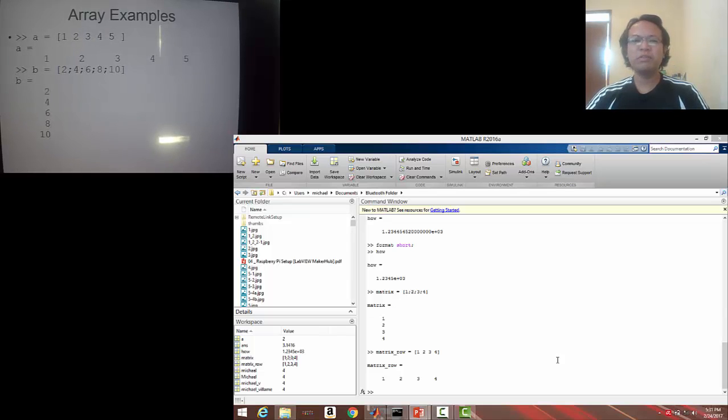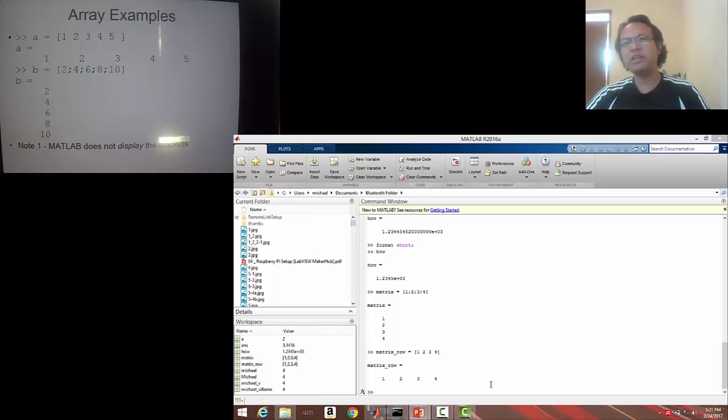A is equal to 1, 2, 3, 4, 5. A is equal to a row vector, and then a column vector. B is equal to 2, 4, 6, 8, 10. You have a column vector. It's just something like this in my example. Okay. So note, MATLAB does not display the brackets, of course, but when you make a matrix or a vector, you need to put the brackets.